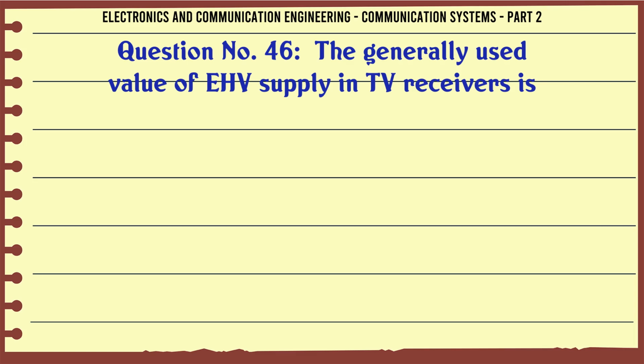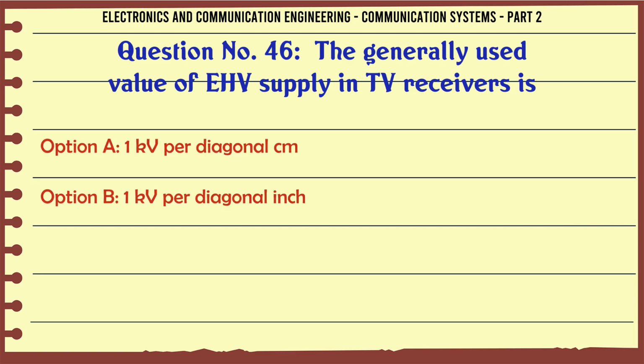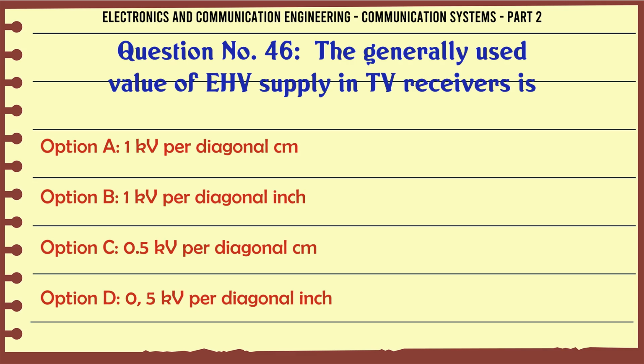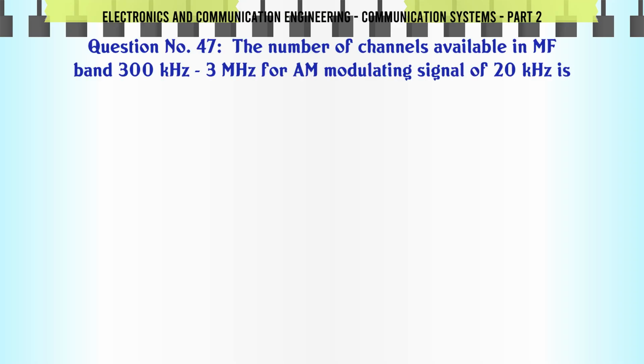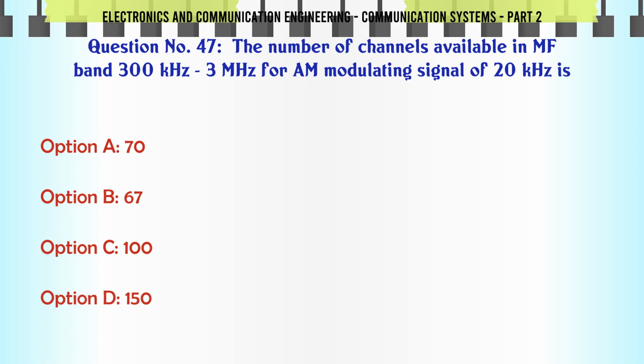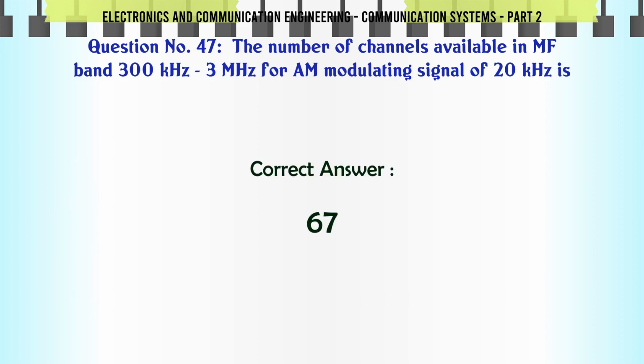The generally used value of EHT supply in TV receivers is A. 1 kV per diagonal cm, B. 1 kV per diagonal inch, C. 0.5 kV per diagonal cm, D. 0.5 kV per diagonal inch. The correct answer is 1 kV per diagonal inch. The number of channels available in MF band 300 kHz to 3 MHz for AM modulating signal of 20 kHz is A. 70, B. 67, C. 100, D. 150. The correct answer is 67.